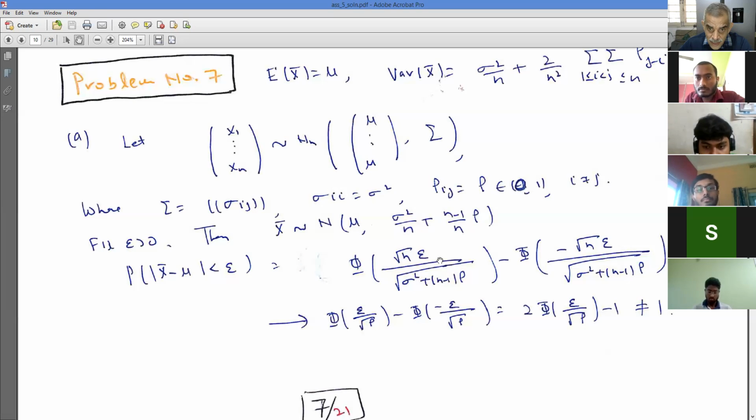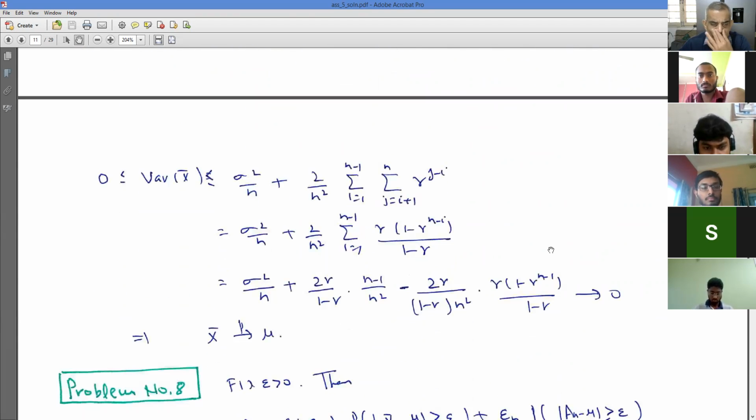This will go to sigma upon rho. This will go to minus sigma upon rho because root n is coming from here, which is 2 times phi of sigma by root rho minus 1. So if rho is not equal to 0, this is not equal to 1. So this will not be consistent.